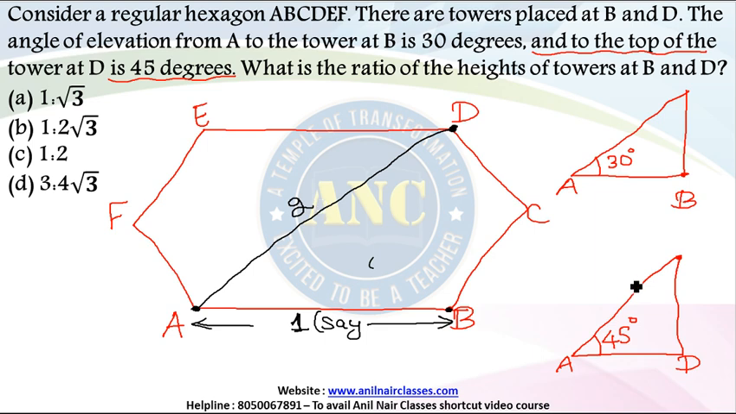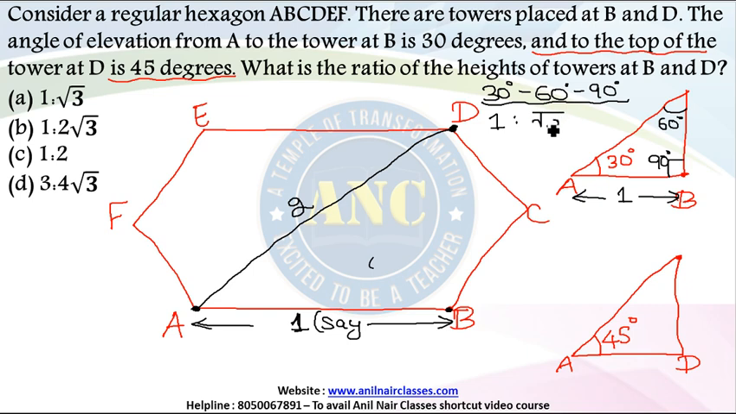That means, I am assuming this AB value as 1 unit. If AB is 1 unit, what will be this particular side? This is 30, this is 90. So this should be 60 degrees. The 30, 60, 90 right angle triangle property says that if the side opposite to 30 is 1, then the side opposite to 60 will be √3. But the side opposite to 60 here is 1. That means according to the question, √3 should become 1.